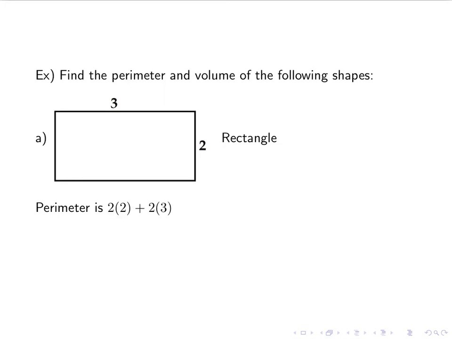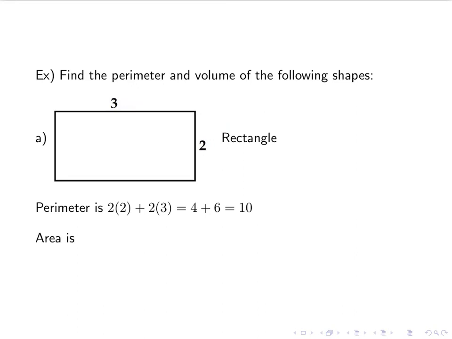And the perimeter is twice the length plus twice the width. Whichever one you want to call the length or the width doesn't really matter. But it's going to be 4 plus 6, which is 10. And if I added in units, say I called these meters, then the perimeter would also be in meters. It's still a distance.